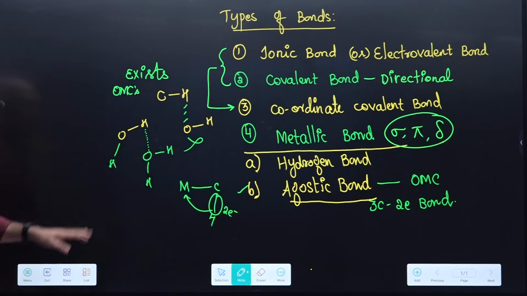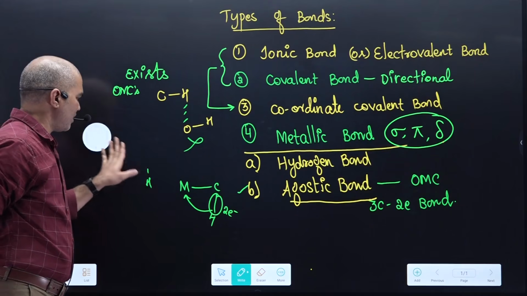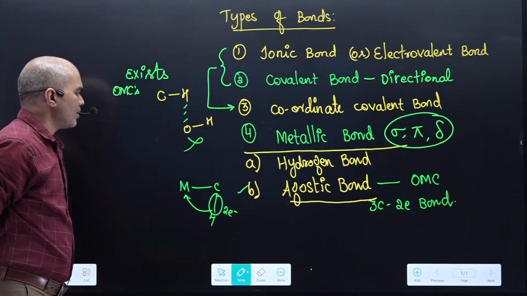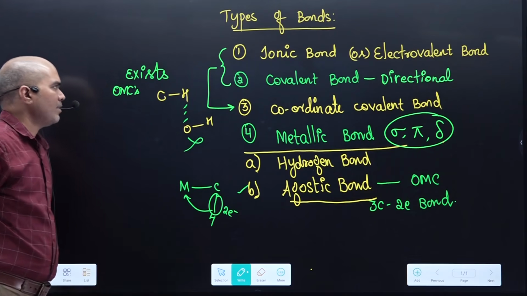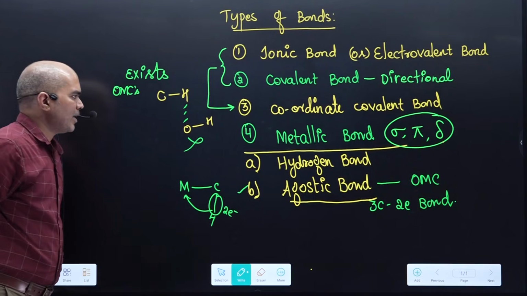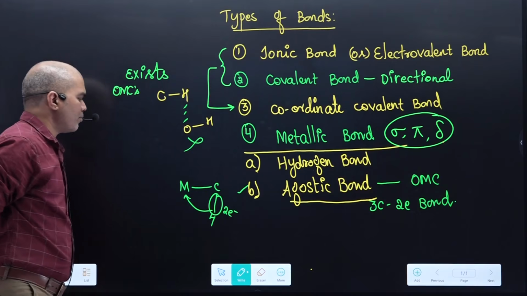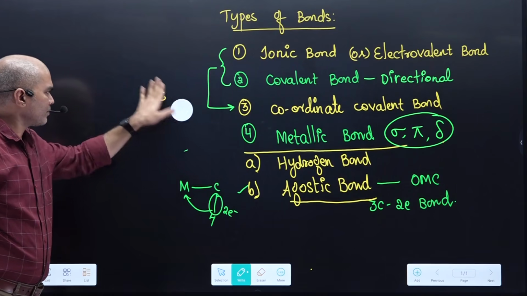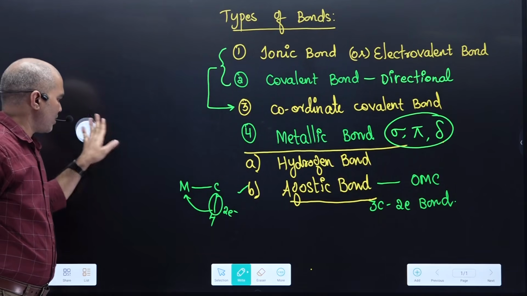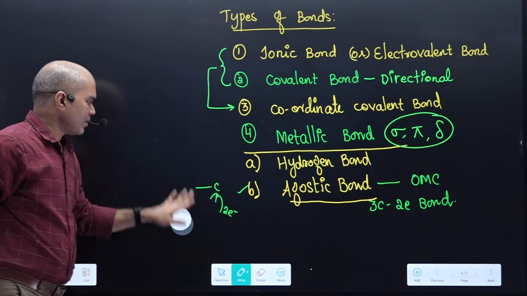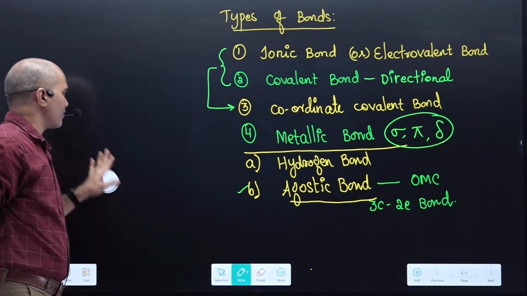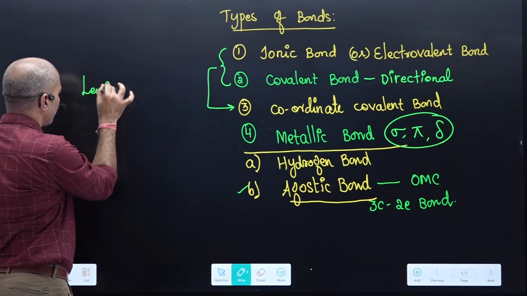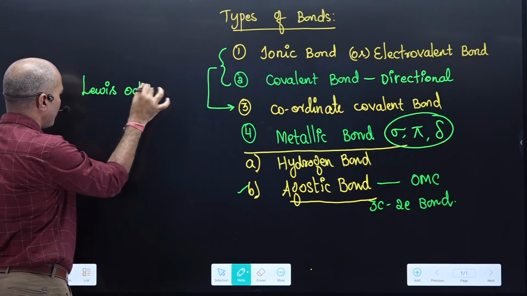Where unsaturated metal forms a bond with hydrogen. Unsaturated metal forms a bond with hydrogen, which is a part of organic ligand. Which is a part of organic ligand.